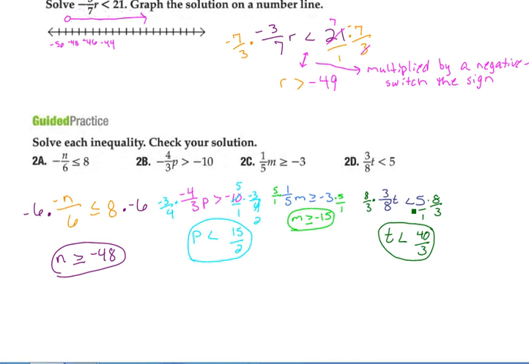Same thing with 2d. Negative doesn't even show up in the problem. I multiply by that reciprocal. I keep the sign the same, and I solve. So make sure you understand when to switch the sign, when to keep it the same.